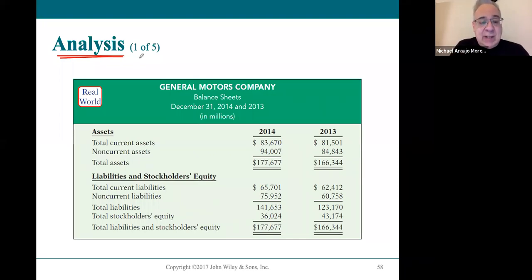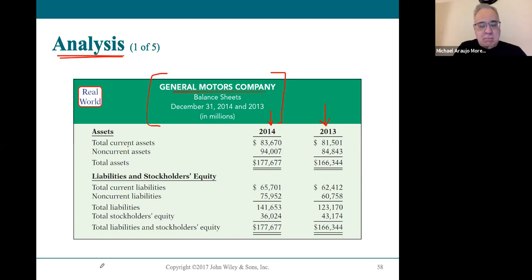To help do analysis, we need to be able to read our balance sheets pretty well. And so this particular balance sheet is a summary from General Motors company for 2013. Numbers are listed in the far column, 2014 in the middle column here. Here we have current and non-current assets, listing total assets, and then current and non-current liabilities with total liabilities and total stockholders' equity separated out for you.